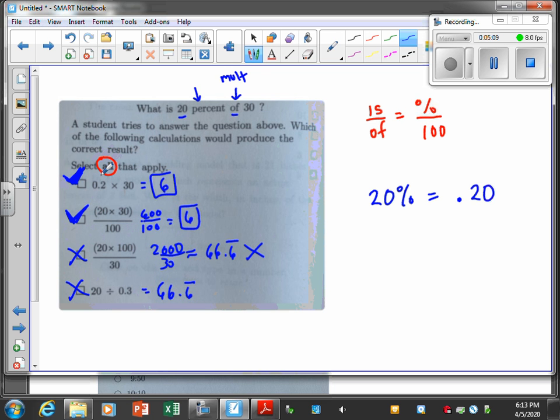And like I said, we didn't have to use "is over of equals percent over 100" in this particular problem. But when you see a question that uses is and of and percent, oftentimes you need to think of this, because a lot of times we will use that. Now this one was a little bit easier, so we didn't really have to go there, but I do want you to kind of start processing that.